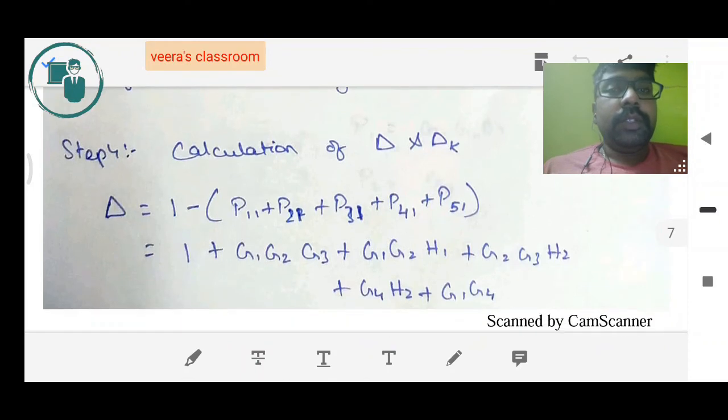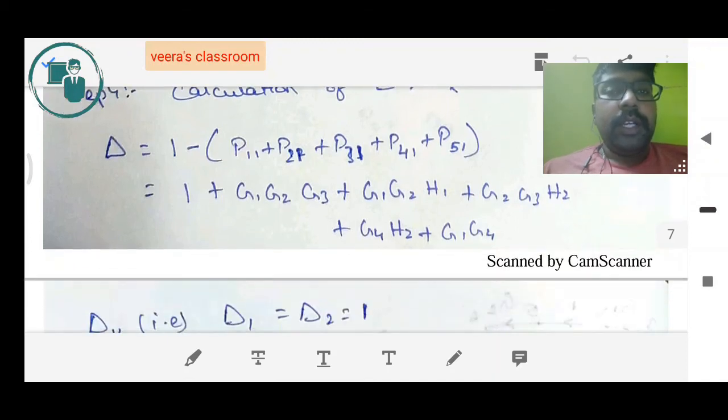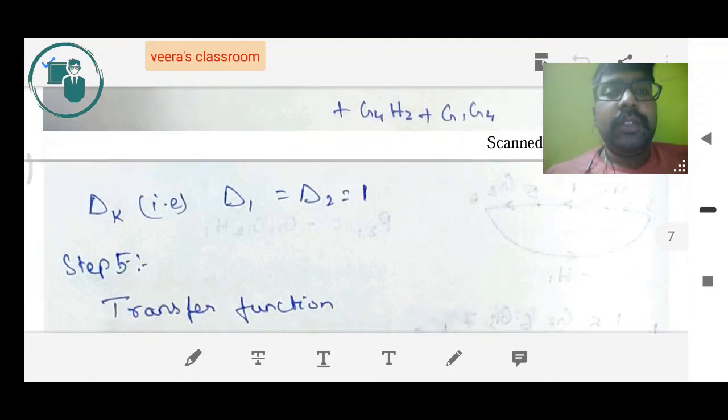So we will list down the values. It's going to be 1 plus G1 G2 G3 plus G1 G2 H1 plus G2 G3 H2 plus G4 H2 plus G1 G4. And we have two forward paths, del k equal to 2. So del 1 and del 2. So most of all the individual loops have a common node with both the forward paths. So we do not have any specific value for del 1 and del 2. So the del 1 value and del 2 value is 1.